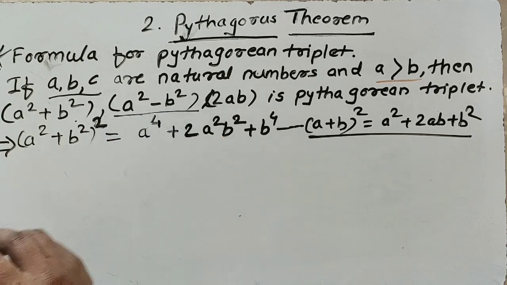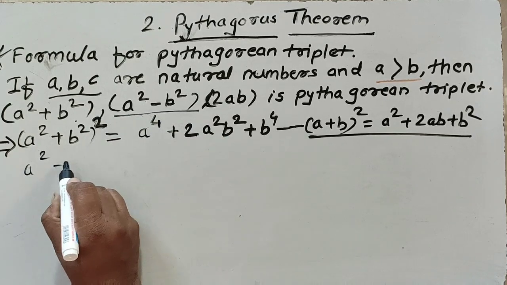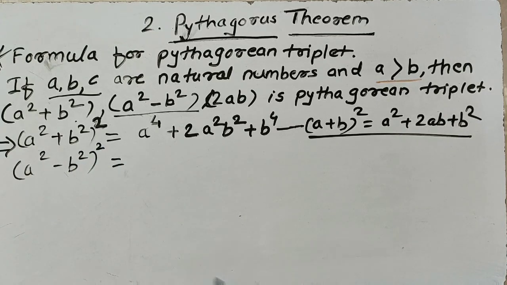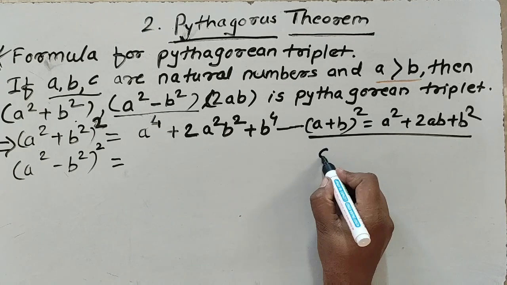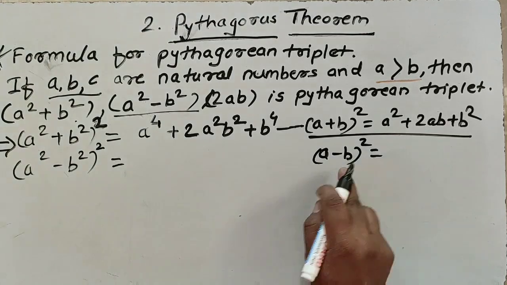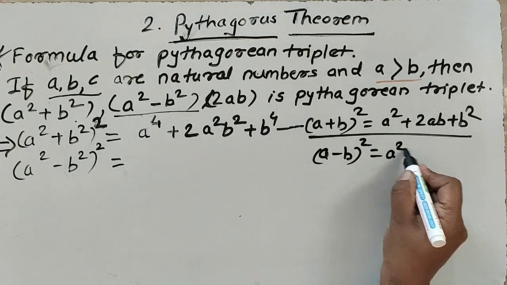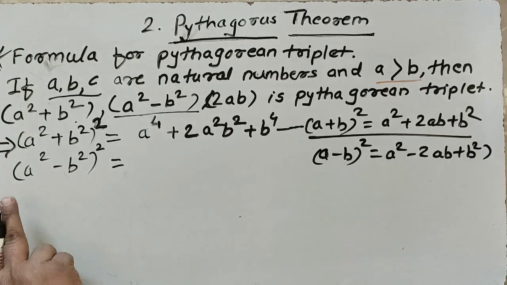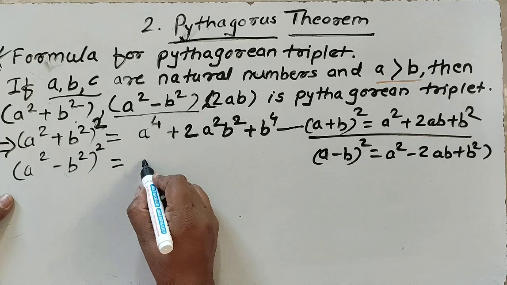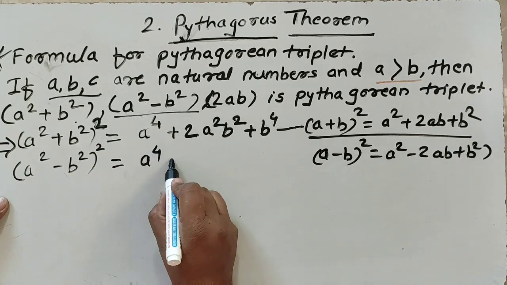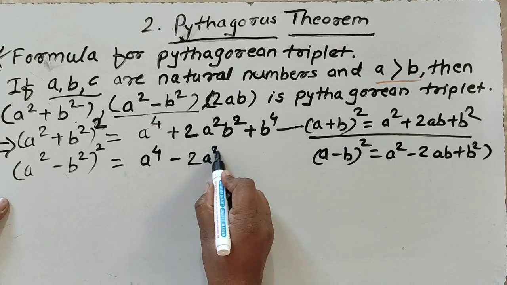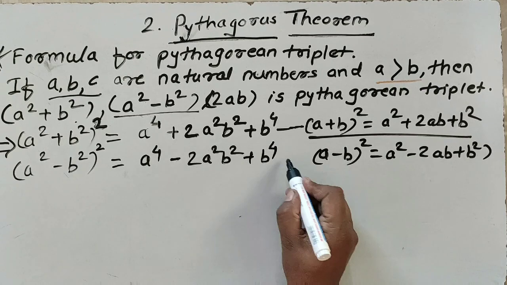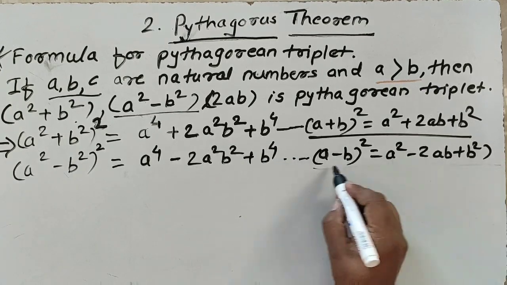Now we solve (a square minus b square) bracket square. As per this, we see (a minus b) bracket square, its factorization is a square minus 2ab plus b square. So here we solve (a square) square, so here a raised to 4, minus 2 a square b square, and plus b raised to 4, as per this factorization.